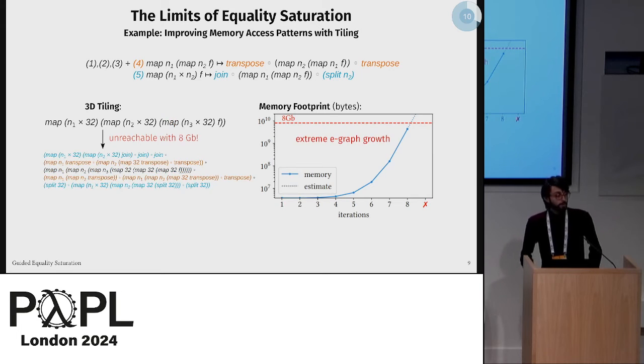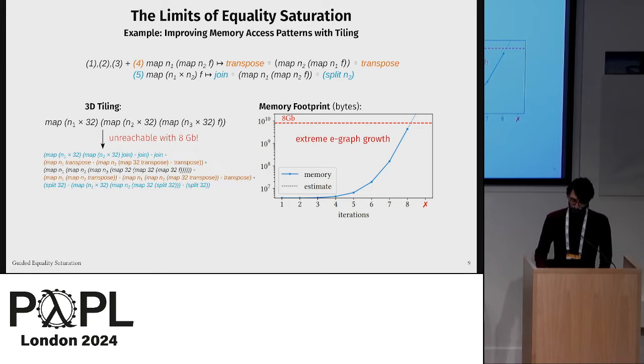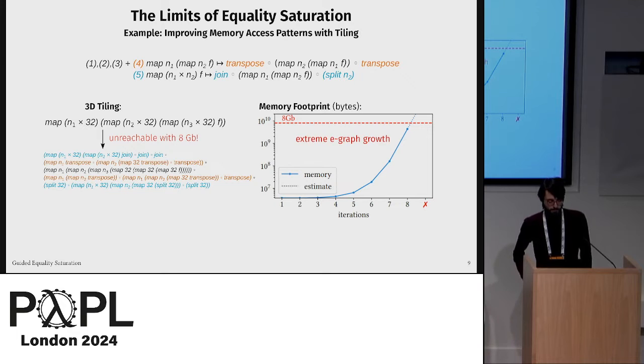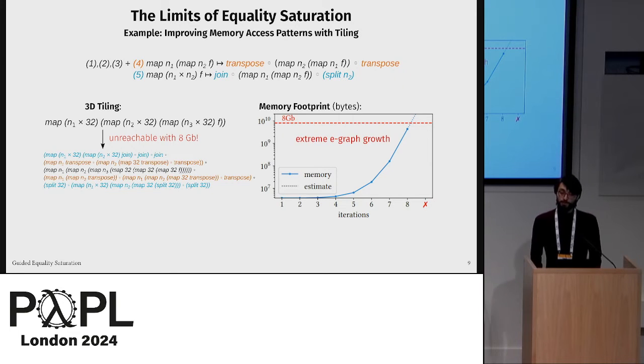And when we go to the third dimension of tiling, that's when things blow up. So now, after 8 iterations of equality saturation, we observe that the E-graph grows extremely rapidly. And in fact, we exceed our 8 gigabytes of memory without finding the goal that we're looking for. So this shows that while equality saturation is very powerful, it can also be very expensive when you try to scale it out.